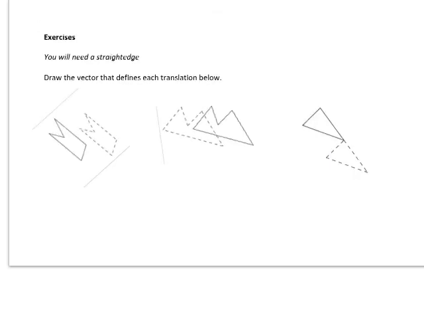So this part is super easy. You need a straight edge, and all we're going to do is draw the vector. We're going to say that the pre-image is the solid line and the image is the dotted line. That's my starting point. All I'm going to do is draw the vector that represents that translation. So you pick any point on the pre-image and you draw the ray to its corresponding point on the image. So for the first one, there it is. That's all you've got to do, only you're going to use a straight edge.